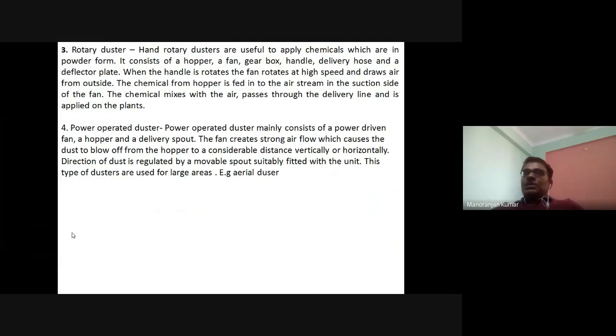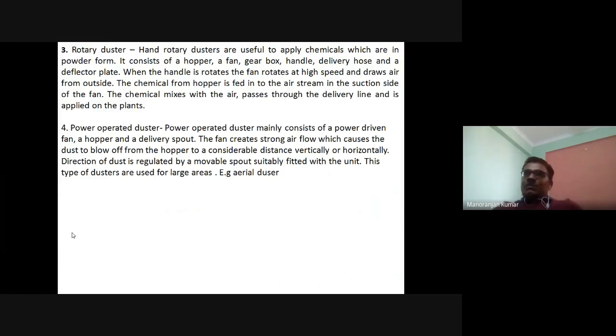The other type of duster is the rotary duster. Hand rotary dusters are useful to apply chemicals which are in powder form. It consists of a hopper, a fan, a gearbox, a handle, a delivery hose, and a deflector plate. When the handle is rotated, the fan rotates at a higher speed and draws air from outside. The chemical from the hopper is fed into the air stream on the suction side of the fan. The chemical mixes with the air, passes through the delivery line, and is applied on the plant.